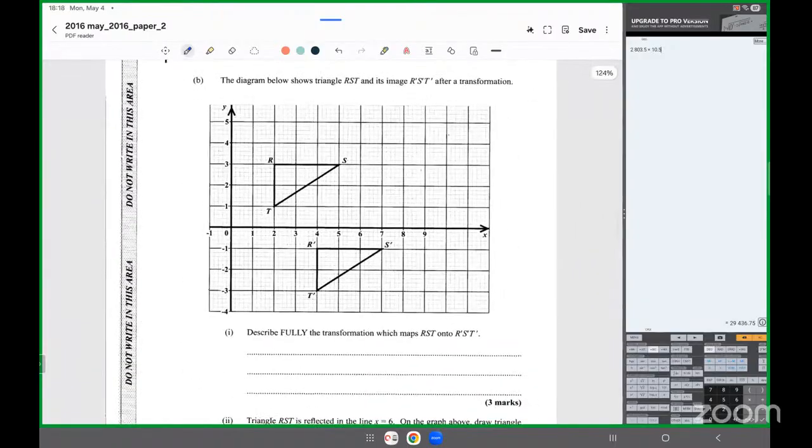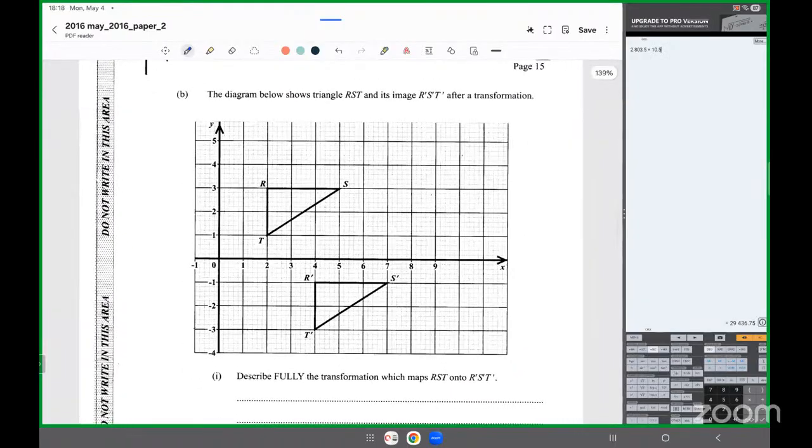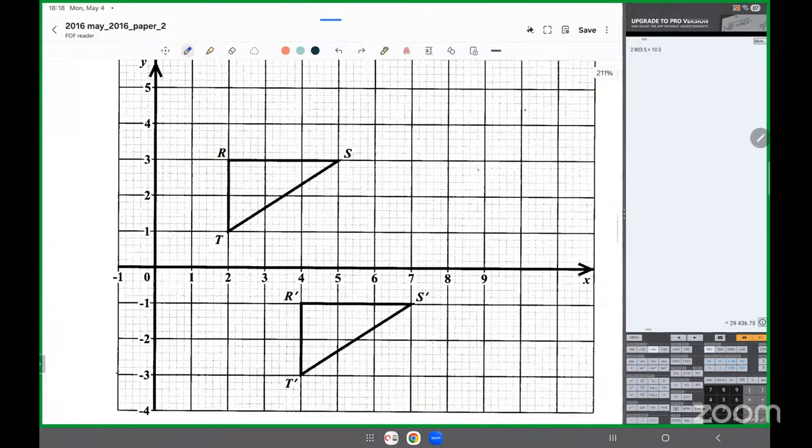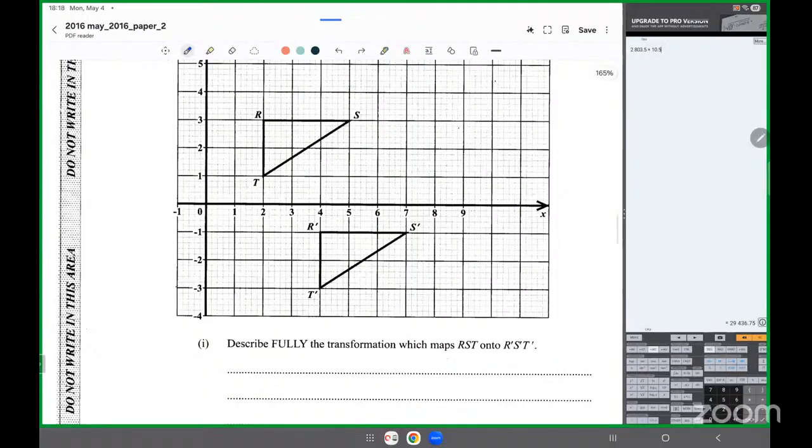Done. Next one. This one says the diagram below shows triangle RST and its image R prime, S prime, T prime after a transformation. That's a translation. See, it's got to this without turning, no change in size, no change in orientation. Just the same shape, everything, right? You can see it. That's just a translation, guys. I just need to count how many units to the right and how many units down.